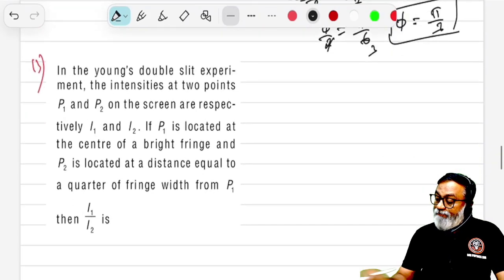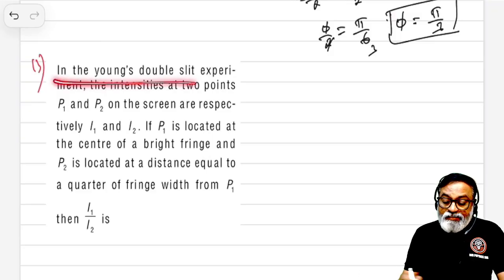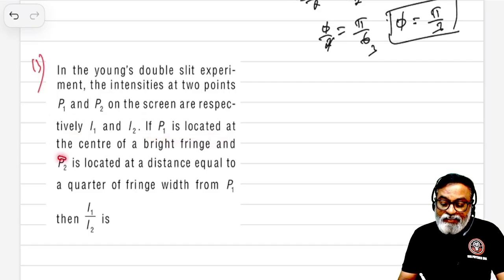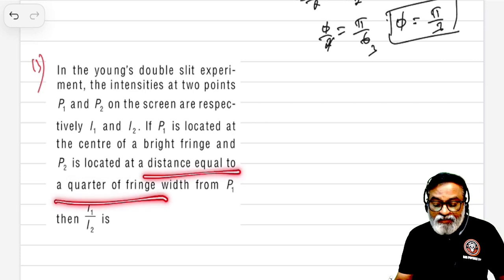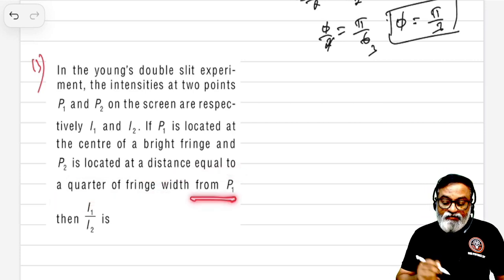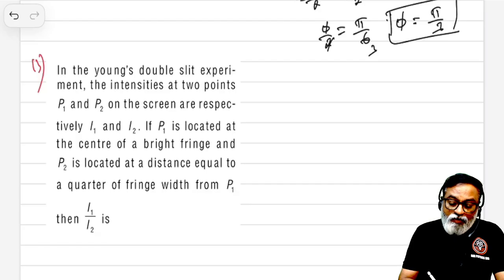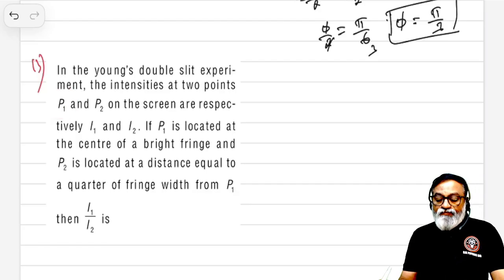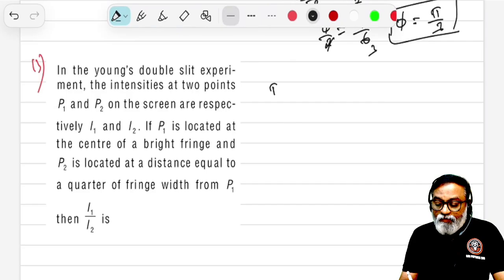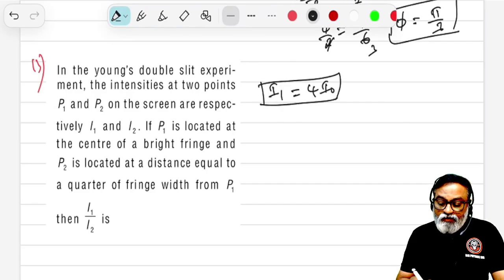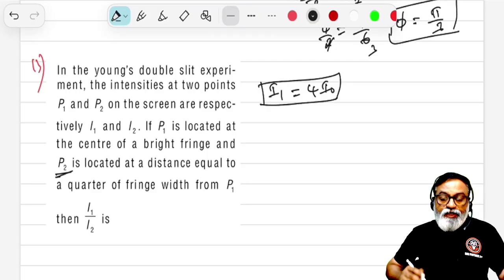Next one. In Young's double slit experiment, the intensities at 2 points P1 and P2 on the screen are respectively I1 and I2. P1 is located at the center of the bright fringe and P2 is located at a distance equal to a quarter of the fringe width from P1. Then find I1 by I2. See here, point P1 is at the center of the bright fringe. Therefore, for a bright fringe, intensity is equal to 4 I naught.